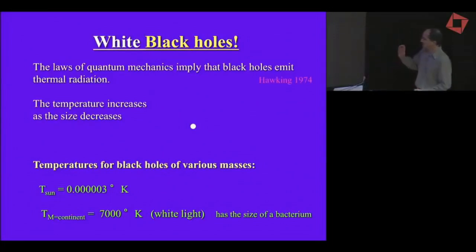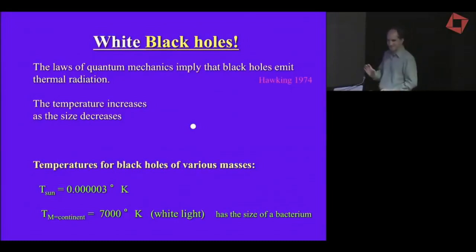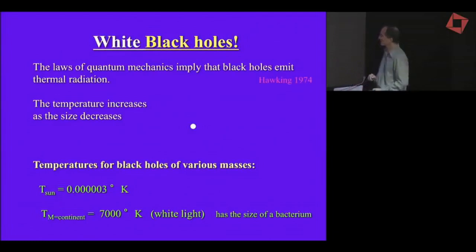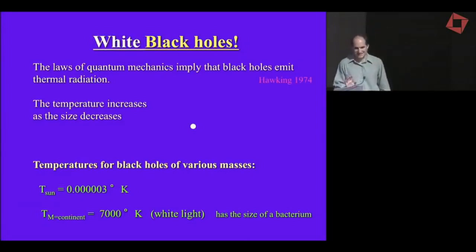Now, if you were somehow to have a black hole which has the size of a bacterium, that's roughly the wavelength of white light, then you would actually see it white, right? So it would be like a tiny white dot, and with your own eyes, you would be able to see it white. That would have to have a mass roughly of a continent. So it would still be pretty heavy, and so it's not good as a flashlight. Okay?